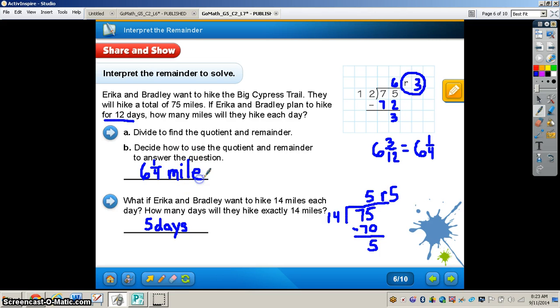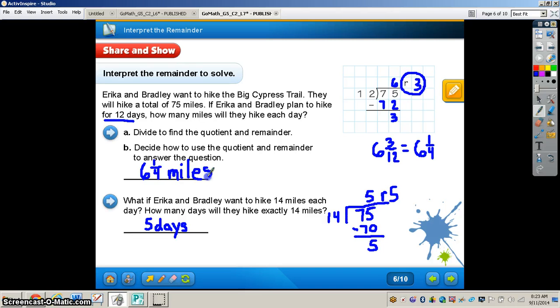Now just think about whenever someone asks you a question, you usually do not say, well, I'll hike 6 remainder of 3 miles. Okay, that doesn't make any sense to people. So it needs to be in a fraction form, 6 1/4 miles each day.